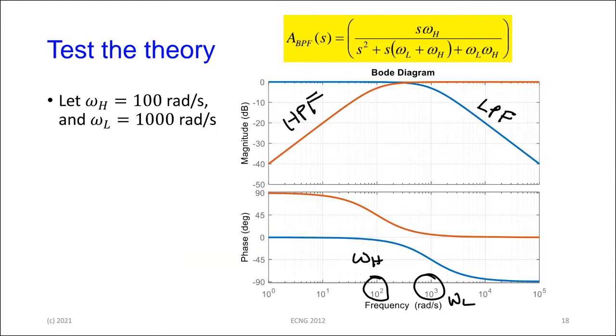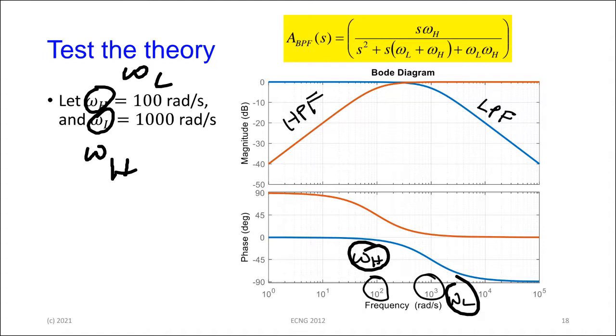So let's test the theory. Let's say we want to make one, and in my case, I'm using the design where omega H, in other words, a lower cutoff frequency is 100 radians per second, and omega L, actually I should have this the other way. My mistake. This should be omega L and omega H, so please swap these two. In the calculation we use omega L with a high pass filter and omega H with a low pass filter. Sorry about that, I'll correct that.